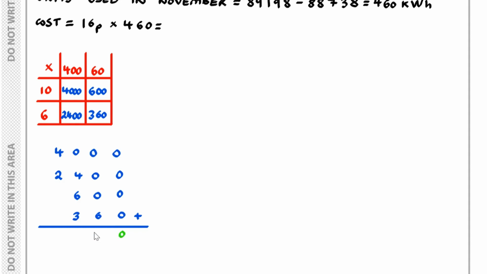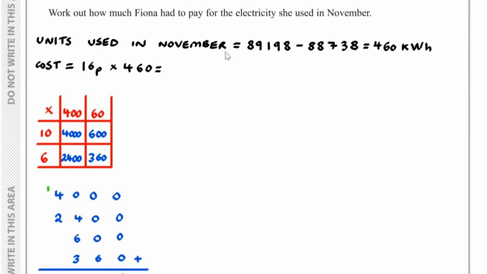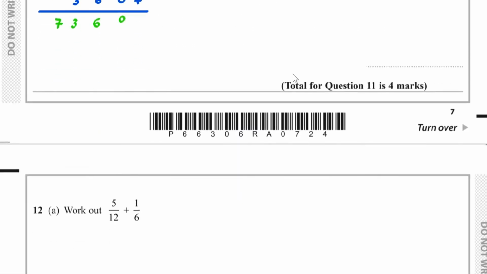we've got 0 here, 6 here. Now here we've got 4 plus 6 plus 3, that's 13, so I've got 3 here, carry the 1, 5 plus 2, that's 7. So it turns out the cost is 7,360 pence. If we convert that into pounds, 73 pounds 60 pence. So we've got 73 pounds 60 pence. Make sure we include the units.